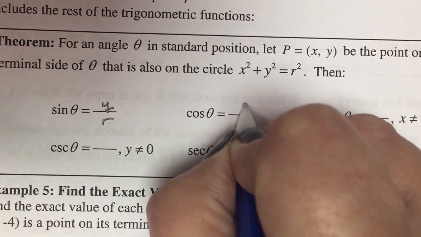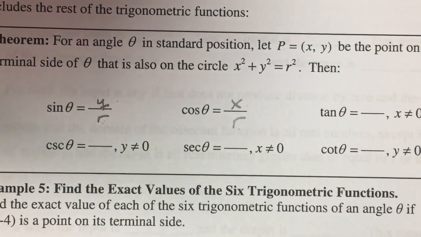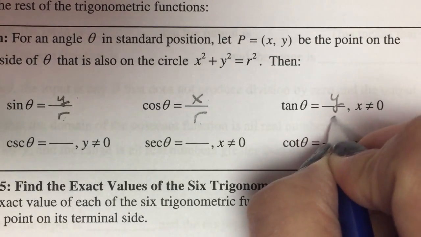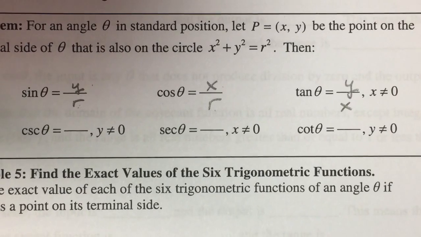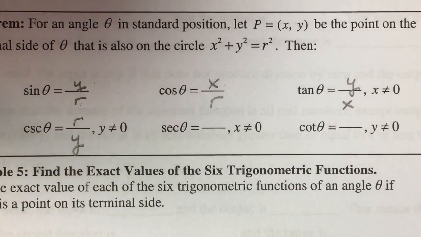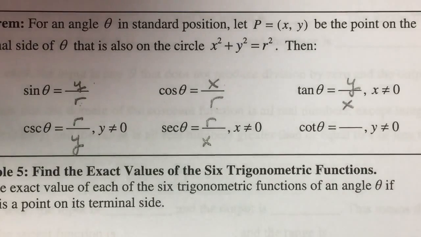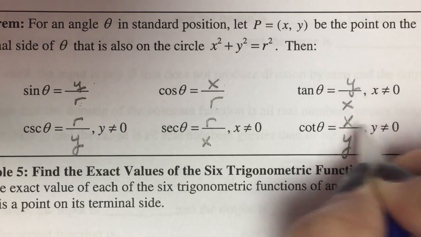Cosine is x over r. So it's adjacent over hypotenuse. Tangent is y over x. So since that doesn't relate at all to the radius, it's the same. Cosecant is r over y. So it's just the reciprocal of the sine. Secant would be r over x. And then cotangent would be x over y.